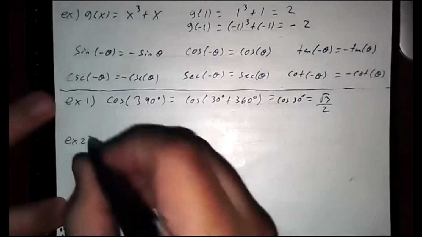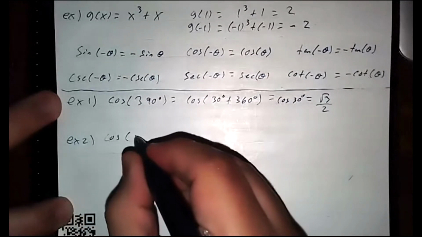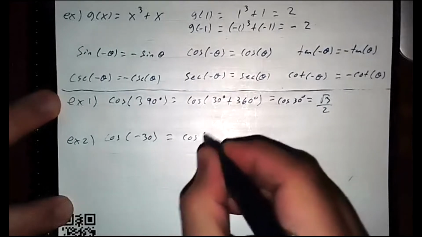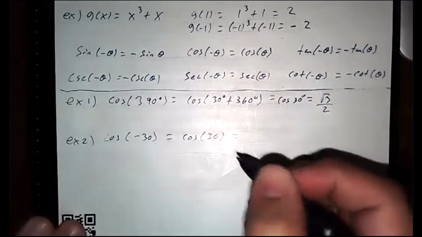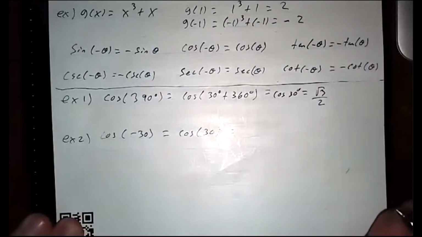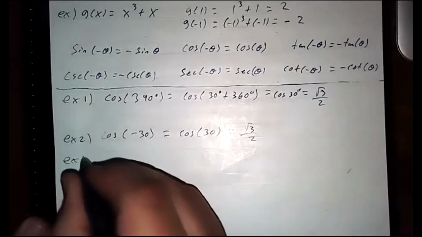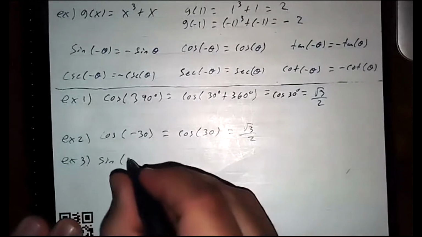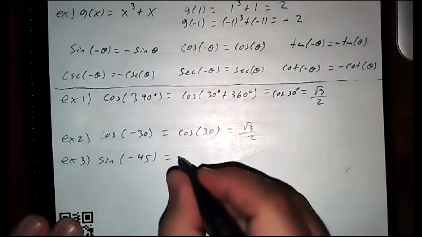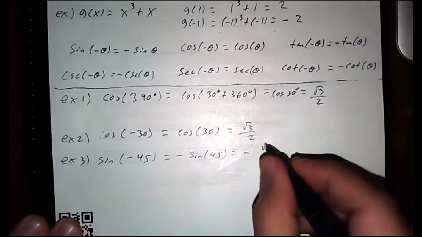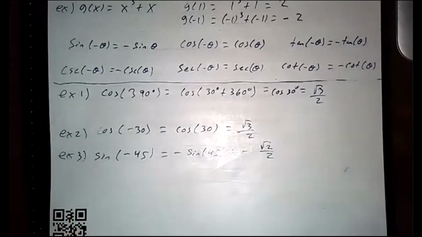Yeah, example 2. Cosine of negative 30 is equal to cosine of 30, right? That's what we said earlier. So you can just take this guy, which would be what? Square root 3 over 2. Now, if you were to have sine of negative 45, well, that would be the same as negative sine of 45, which would be negative square root 2 over 2 from the circle. So you see how the even and odd properties can help you out.